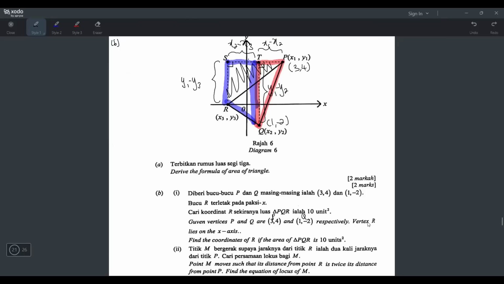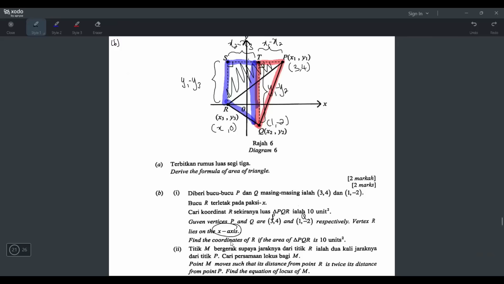And then they say vertex R lies on the x-axis. So it means that the y-coordinate will be 0. Because if the point lies on the x-axis it's an x-intercept, and when it's an x-intercept, the y will be 0. So remember, x-intercept, y equals 0. Y-intercept, x equals 0. So this is an x-intercept, so the y will be 0. But the x-coordinate, I don't know. And they never give us, right?